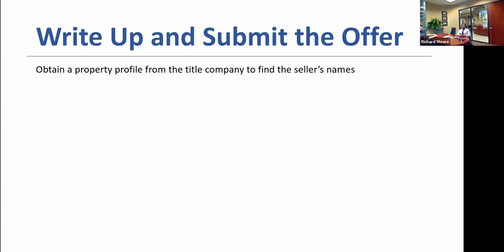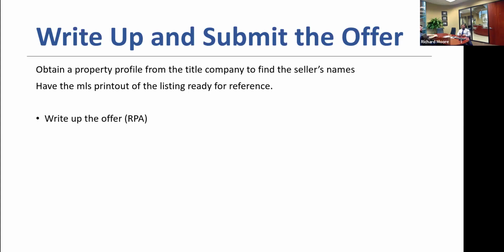So you're gonna write up the offer and submit the offer. You're gonna obtain a property profile from the title company to find who the sellers are, the names of the sellers that you're gonna write on the contract. Have an MLS printout of the listing ready for reference. When you're writing up the offer, it's gonna ask for the address, city, state, zip code, APN number, who the listing agent is, who the listing brokerage is, and what their license numbers are. That's gonna help you when you're writing up the offer.